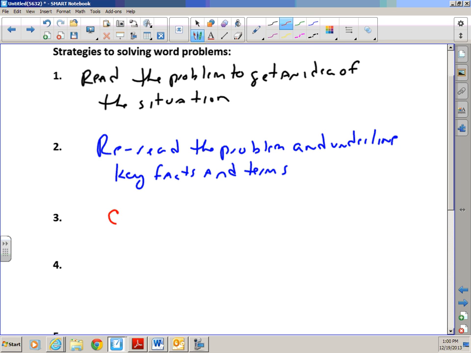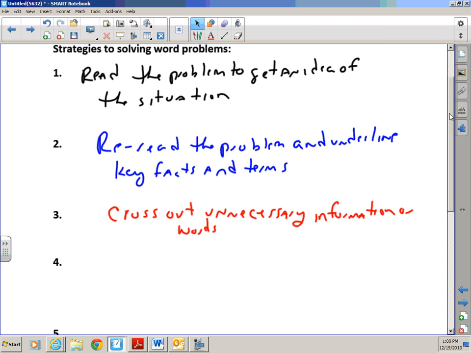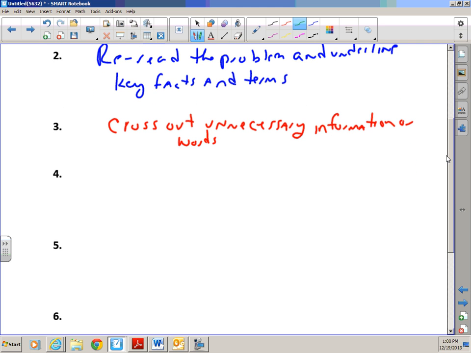Step 3, cross out unnecessary information or words. Now, this step I have mixed feelings about, because I don't want you to be in a situation of crossing something out that actually ends up being important. So things that you should be looking to cross out are small prepositional words, it, the, of, and, that clearly do not lend itself to helping solve the problem. It's just to make the English part of it flow.